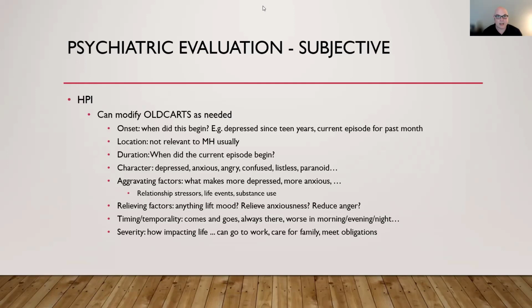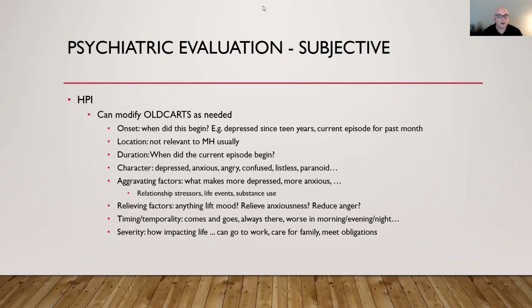Location, that doesn't really apply to mental health. The duration, this is again where you get the differentiation between a history of a condition and a current episode. So how long has this current one been going on? You've been depressed since your teenage years, you're in your 40s now. Have you been continually depressed, or does your mood go up and down? This is where you really get into the duration, the temporality.